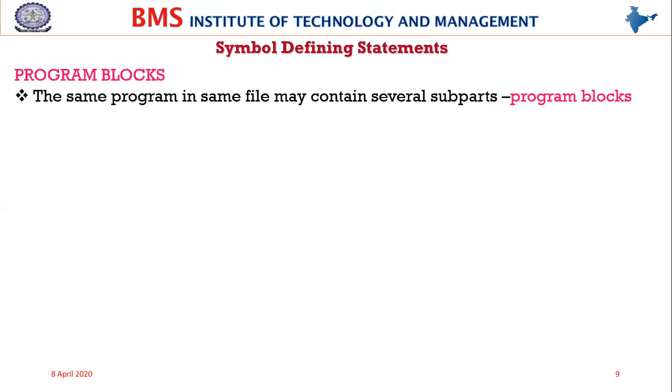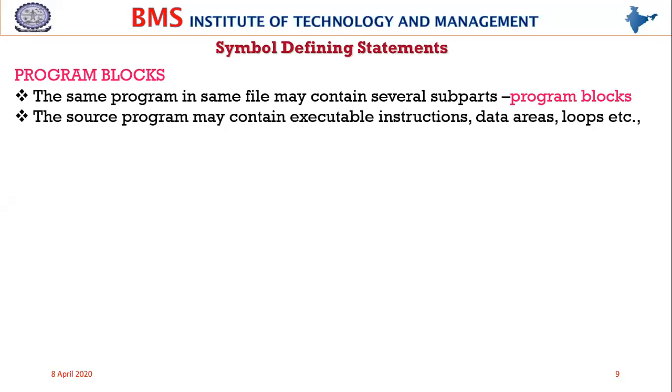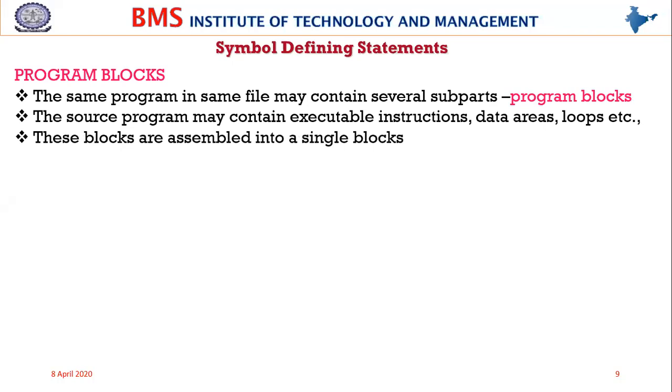The same file may contain many programs. Logical partition. Right. The source program may contain executable instructions, data areas, loops, etc. in different parts. These blocks are assembled into a single block. When you are assembling, you may have written half of the main program at the beginning, then some other part of the program, then subroutine 1, then subroutine 2, then again the rest of the main program. This is logical partition.